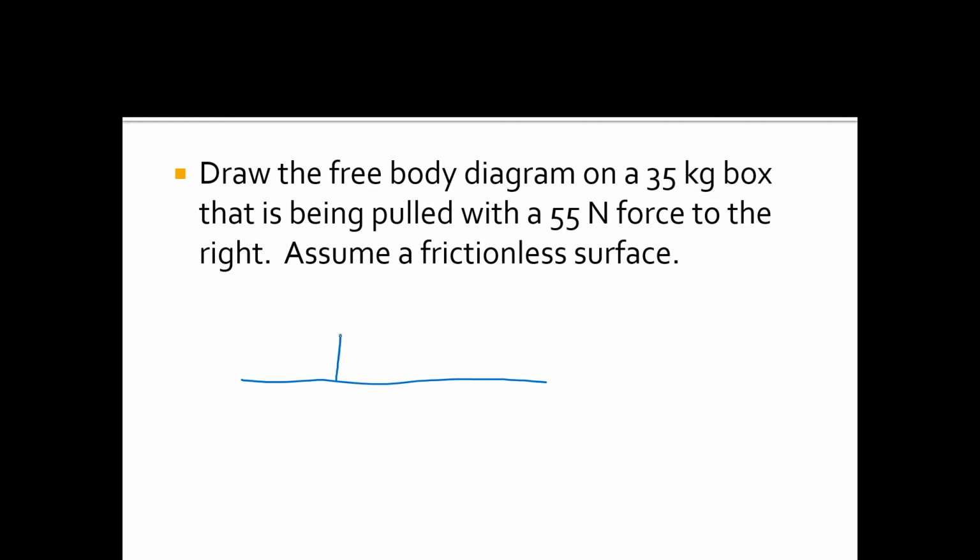So here's my box. Okay, so according to this free body diagram, we have one force pulling in this direction. We'll call that my pulling force. This is 55 newtons. And there's two other forces acting on this box. You guys have a moment to think about that. Then I'm going to write them in.